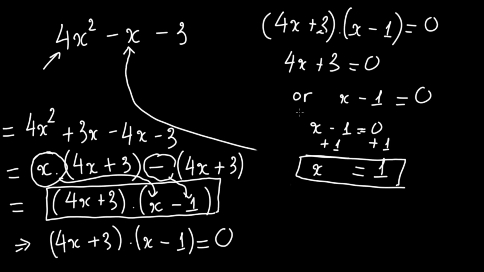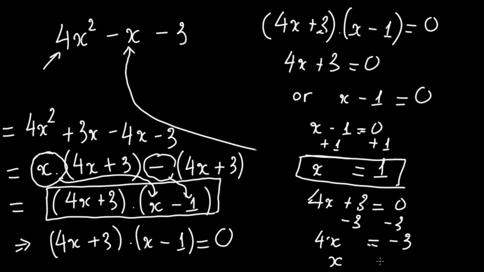Then we solve the other equation, 4x plus 3 equals 0. Now we subtract 3 from both sides, right? So the left hand side we only have 4x, and then the right hand side you got 0 minus 3. You got minus 3 right here. Then we divide both sides by 4. We get x equals negative 3 over 4. And this is the second solution.